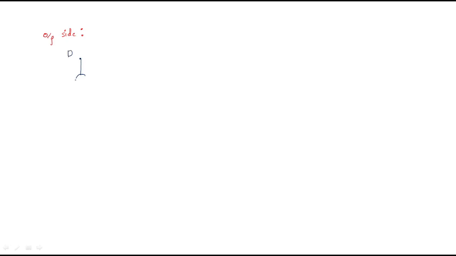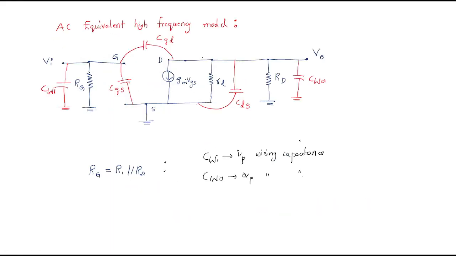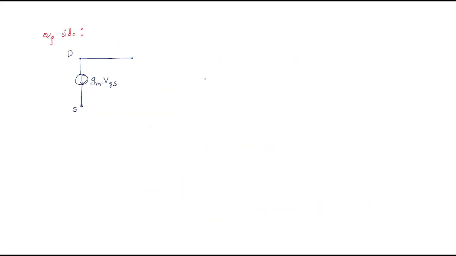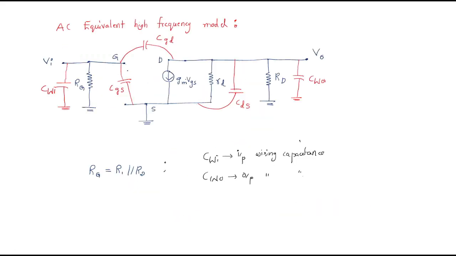Always between drain and source we have the dependent current source, that is gm into VGS. It depends on the VGS. Next we have the drain resistance in parallel here. So we should take small rd. Sometimes we will remove this small rd.